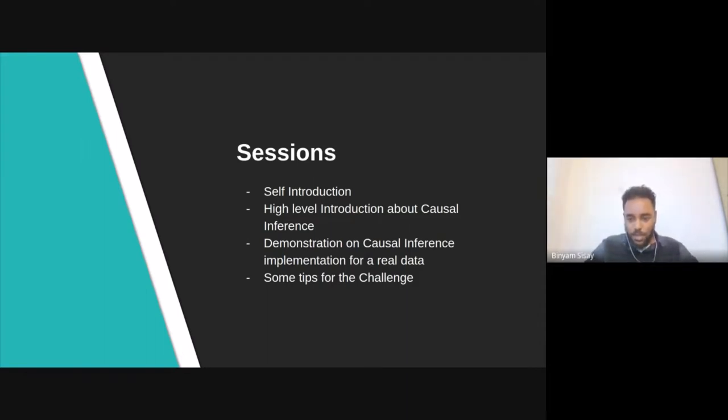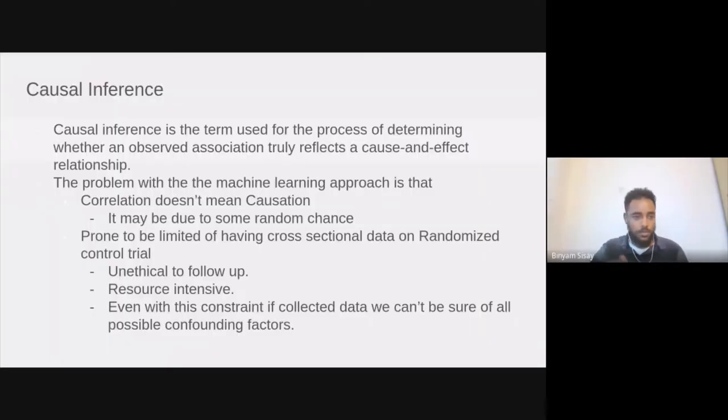Let me jump into the high-level introduction about causal inference. Causal inference, as you know, is a term used for the process of determining whether an observed association truly reflects a cause and effect relationship. The problem with the ordinary machine learning approach is that correlation does not necessarily imply causation. And the correlation might be due to some random chance.